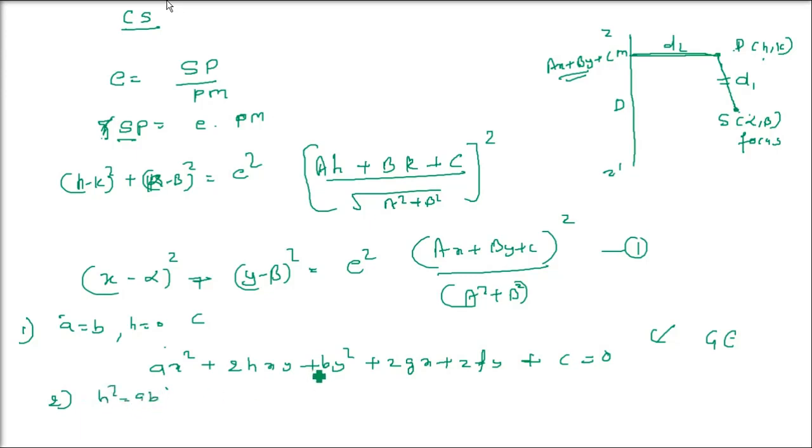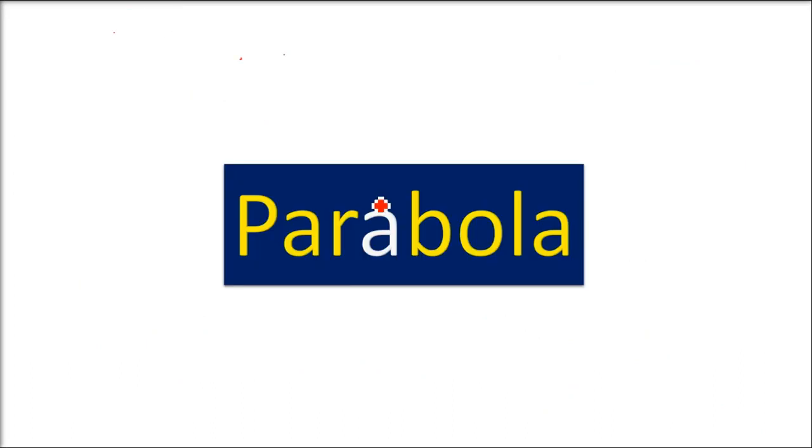Second case, if h square is ab, this h is there, and a and b are the coefficients of x square and y square. h square equals ab, it will be a parabola. Third, if h square is less than ab, it will become an ellipse. Fourth, if h square is greater than ab, then this will become a hyperbola. So these are all the scenarios which you need to learn when you know the conic section.